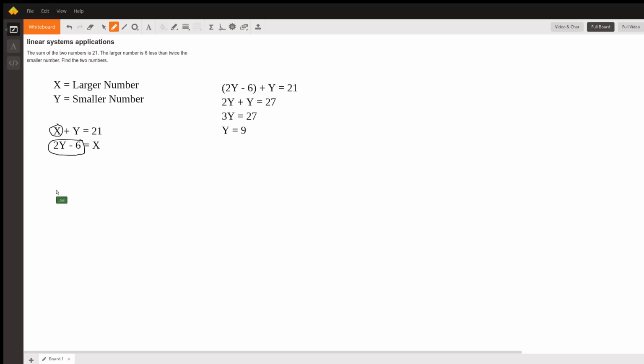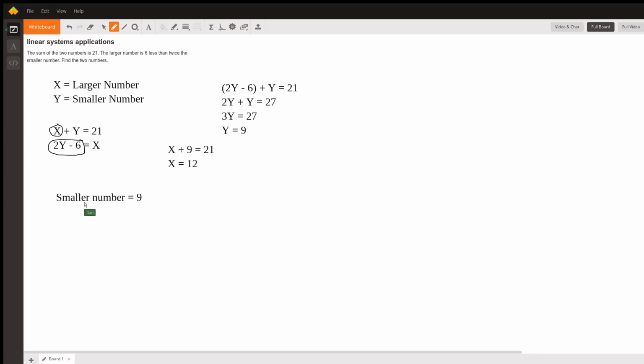Our next step: we've still got to find our larger number. Our smaller number equals 9. To solve for the larger number, we have two different options. We can use either one of the original equations we've already found. I'm going to use the first one since it's a simpler equation. All I'm doing is replacing that y with what we've already found it to be. x plus 9 equals 21. Now I'm going to subtract 9 from each side, and that is going to equal 12.